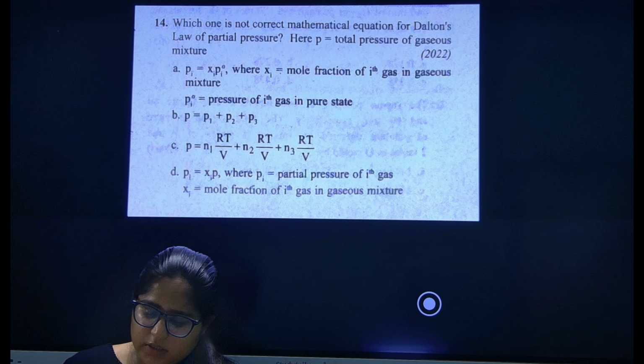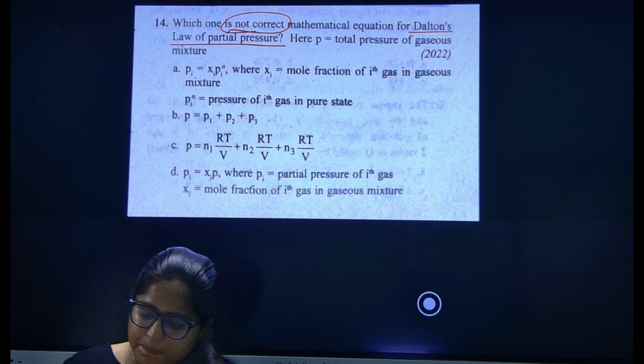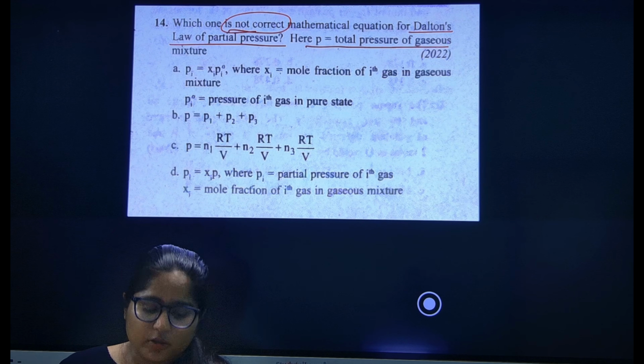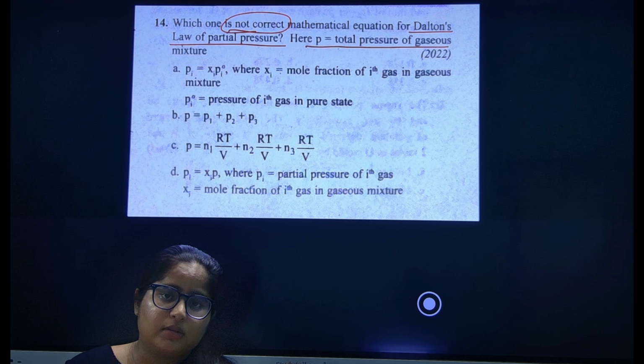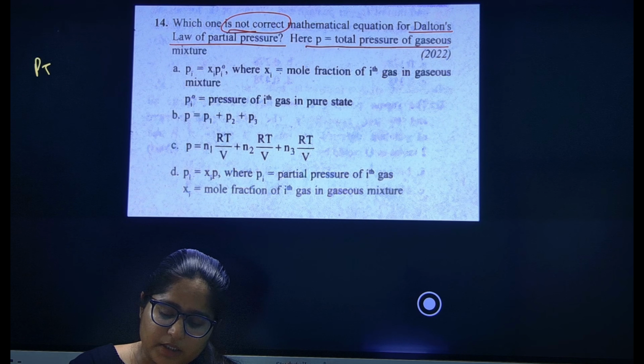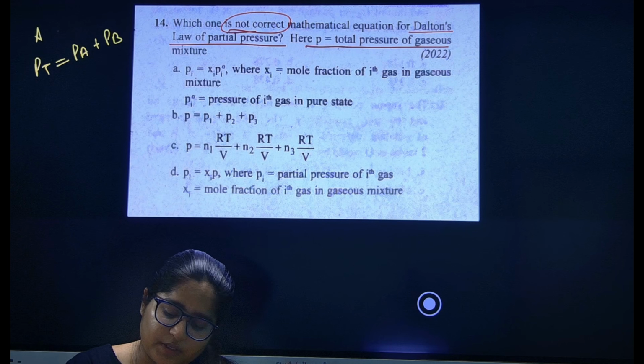Which one is not the correct equation for Dalton's law of partial pressure? Here P is total pressure. So they are talking about Dalton's law of partial pressure. First of all, you should know what Dalton's law is. Total pressure is equal to the sum of individual vapor pressures.